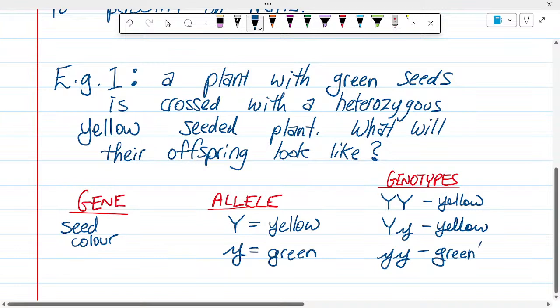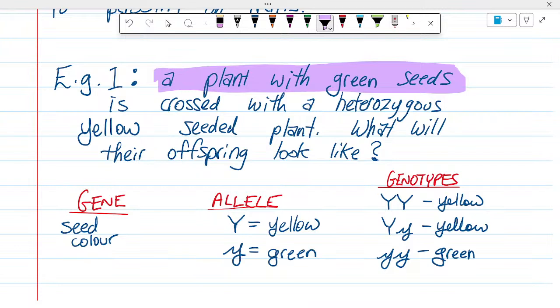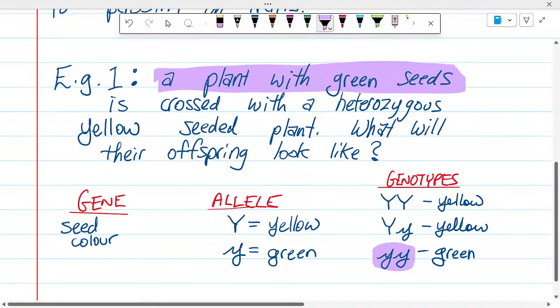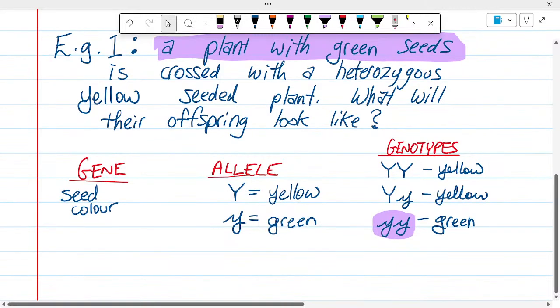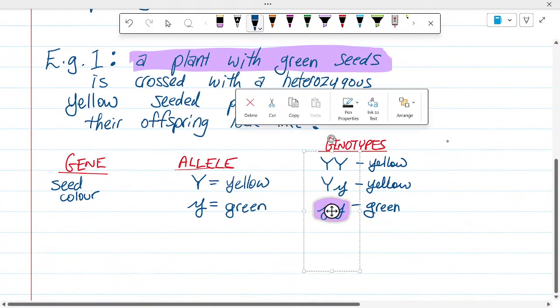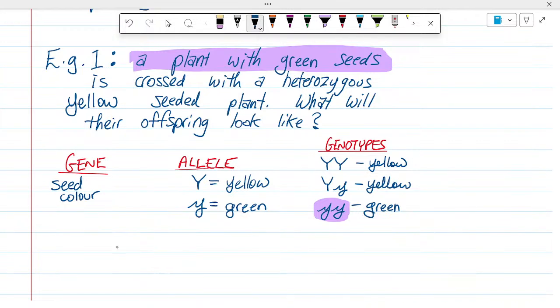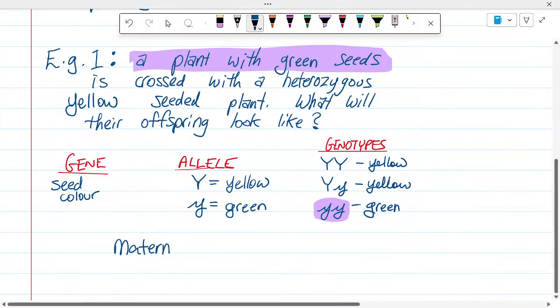Okay, so let's see if we can figure out the parents then. The first parent is a plant with green seeds. What must that plant's genotype be? From this possible list of genotypes, if it has green seeds, what's its genotype? It's got to be little y, little y. Does that make sense? So I'm going to call that plant mom, just to help think that way. So we have the maternal genes, in other words, the genes that were in the seed.